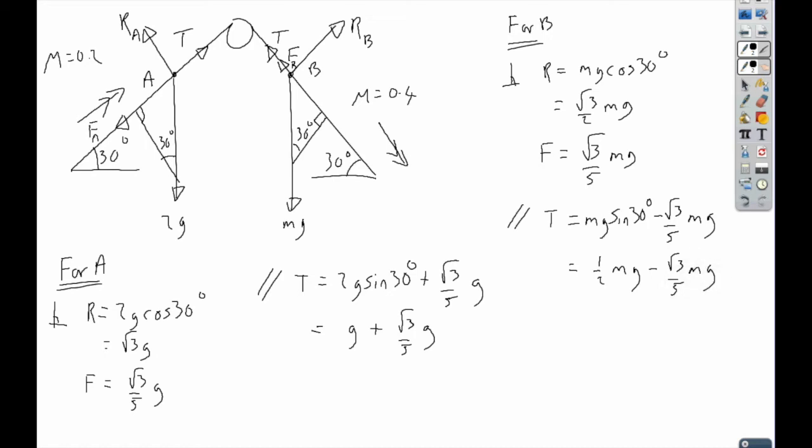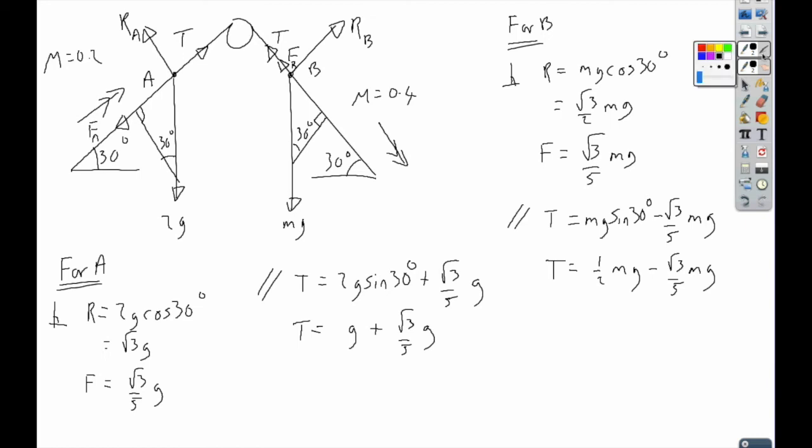Now where to go with these? Well, it must be the case that these two tensions here must be equal to each other. Remember that is one of our assumptions that we make, given that the pulley is smooth. If it's moving, the accelerations are the same for both particles, but also the tensions in the string are equal as well. So our next step is just to set these two expressions equal to each other.